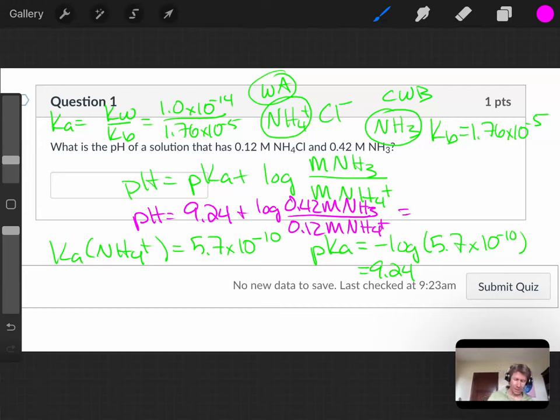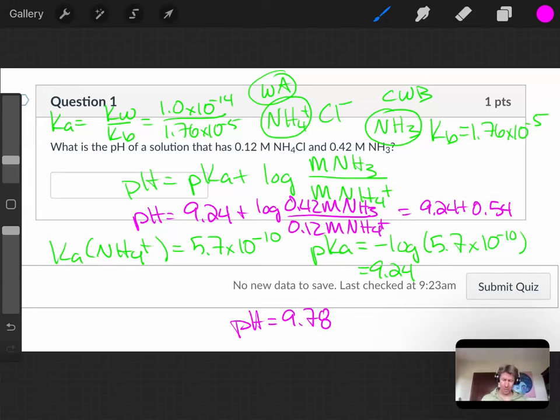and plugging that in, so 0.42 divided by 0.12, I get that number, that's 3.5. I log it, that's 0.544, but 0.54, so 9.24 plus 0.54. And my final answer for pH for this is going to be 9.78. And let's check to see if that makes sense.